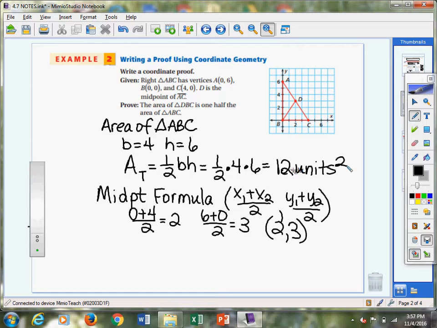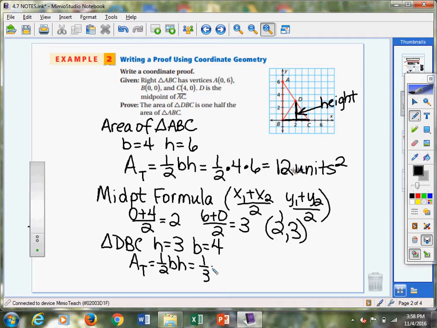Now the neat thing is the y coordinate of D is the height of this small triangle. So this ends up being your height right here of the little triangle. And you can actually count how many units it is. So D is 3 units. So triangle DBC has a height of 3, and then the base, it's going to have the same base as the big triangle, which is 4. Okay? So again, we're going to find the area of a triangle. We're going to take 1/2 base times height. So that's 1/2 times 4 times 3. And so we have 6 square units.